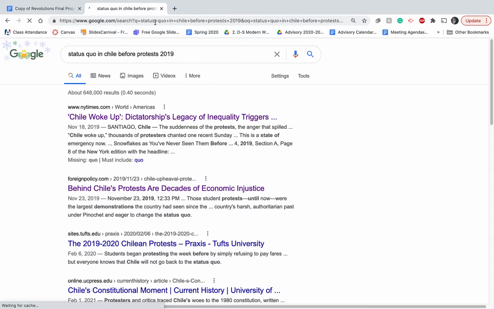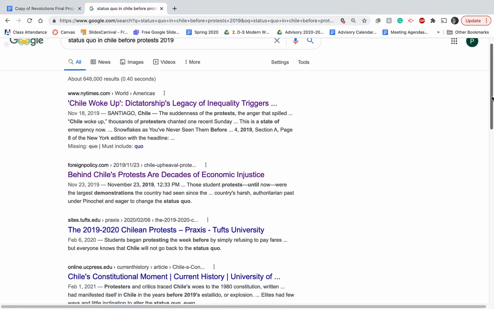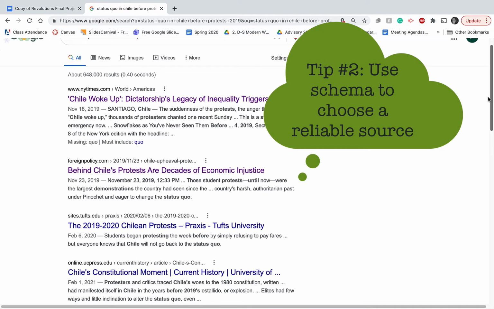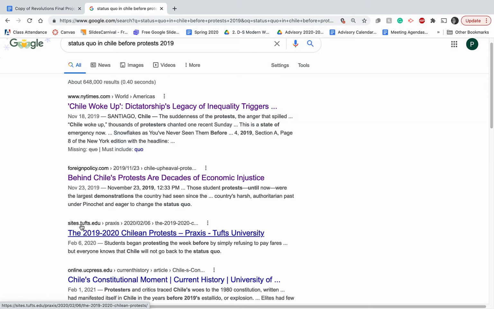So I push return, and let's see what I've got. Okay, so the first thing is I want to look through, and I might want to just find a source that looks reliable or credible to me. And how do you know that? Well, I might just want to use my schema. Like, I've heard of the New York Times before. I know that's a good source. This says EDU, so maybe it's associated with the university. That's probably also reliable. So let's start with the New York Times.